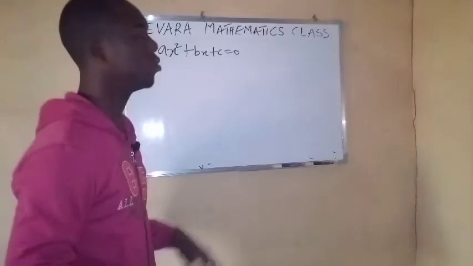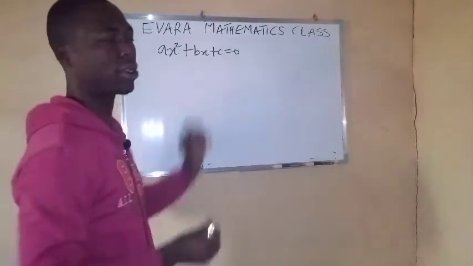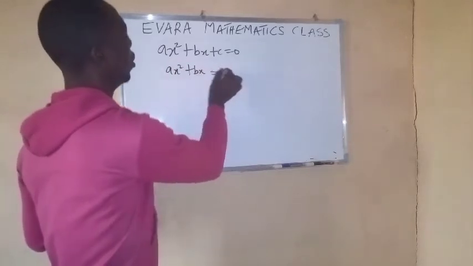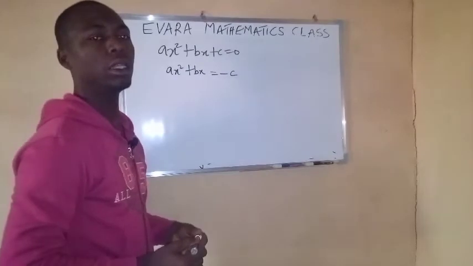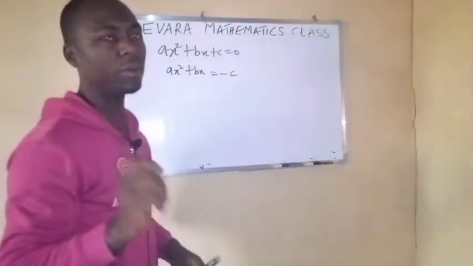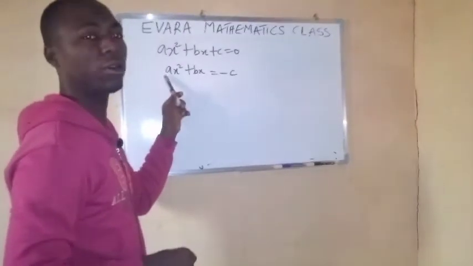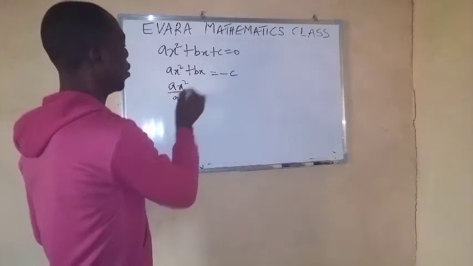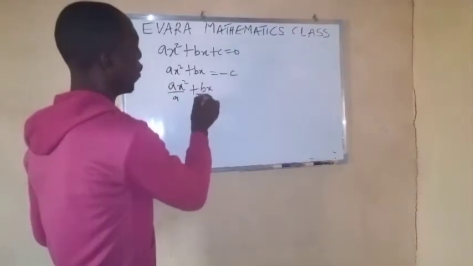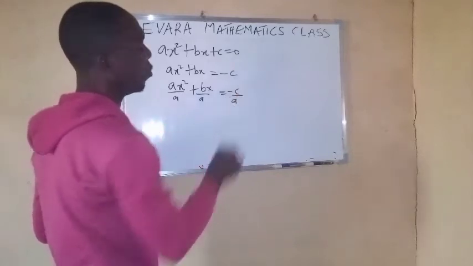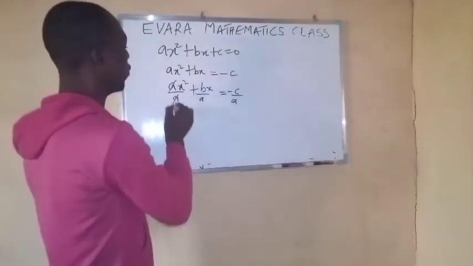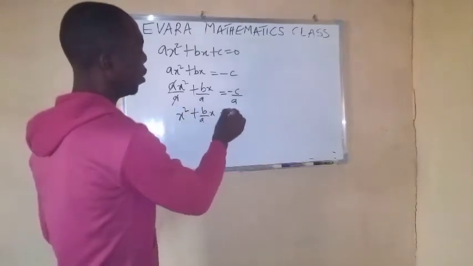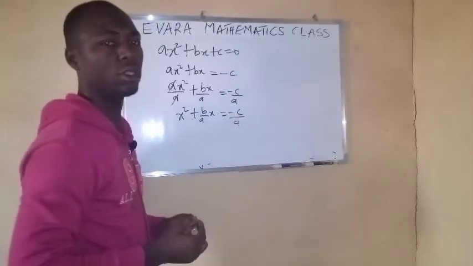The first thing to do is take the constant to the right hand side. That is ax squared plus bx equals minus c. Then you divide both sides by the coefficient of the squared letter, which is a. You have ax squared over a plus bx over a equals minus c over a. So you have x squared plus b over a x equals minus c over a.